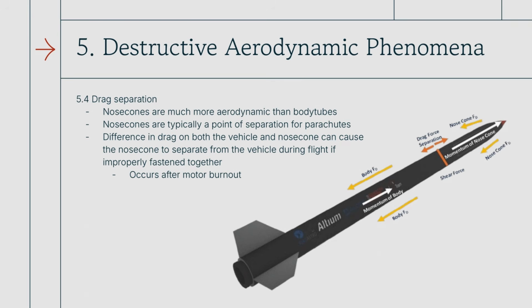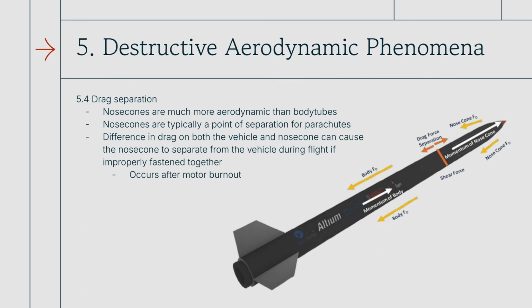And coupled with this, nose cones are typically a point of separation for parachutes. So if you're going to deploy a parachute, oftentimes you pop off the nose cone and the parachute comes out. What this means is that the nose cones are sometimes not well attached to the vehicle. And if that's the case, once the motor burns out, you essentially have both components with some amount of momentum. And if whatever retention mechanism there breaks, the nose cone can literally separate from the vehicle because there is less drag on it than the rest of the vehicle. And so the rest of the vehicle will be slowed down faster than the nose cone.